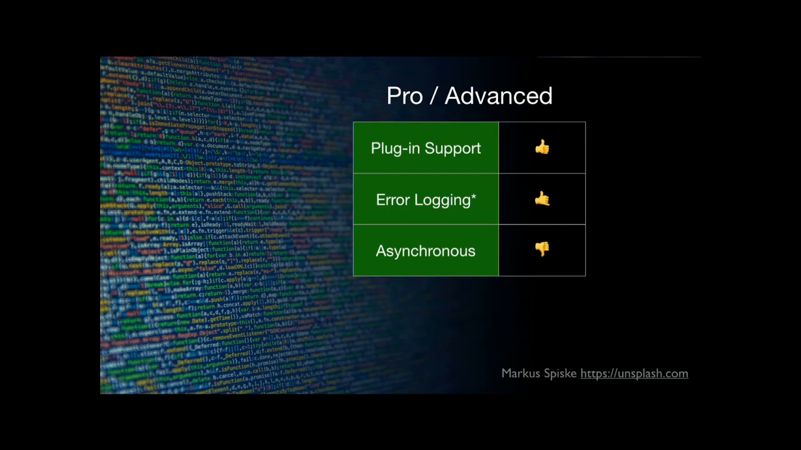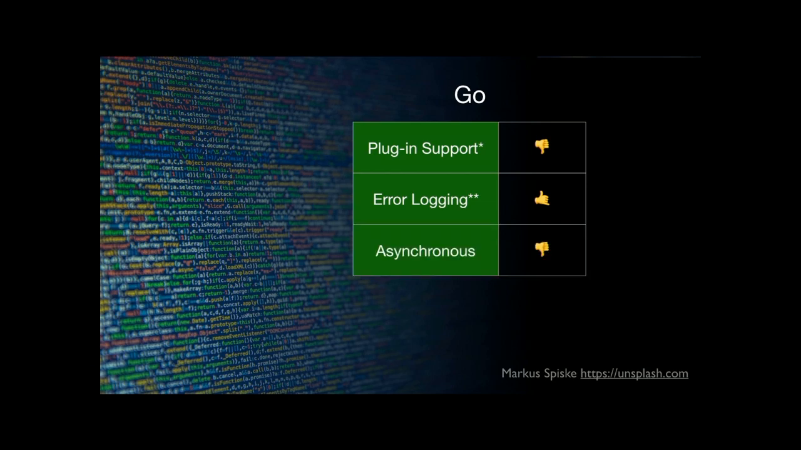It doesn't have asynchronous support, so I can't run a script here and let it run in the background. So again, the error logging is available with this set error logging script step. Go does not have plugin support necessarily, but you can build an iOS SDK and get plugins in there that way, but it doesn't have native plugin support. Error logging, you have it in the same way that you have Pro, and you also don't have asynchronous capabilities in Go when you fire scripts. You fire it, you're waiting for the script to complete.